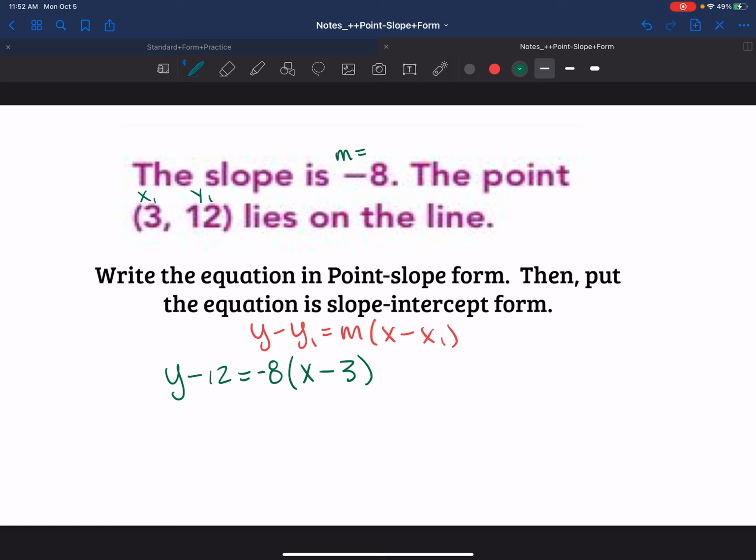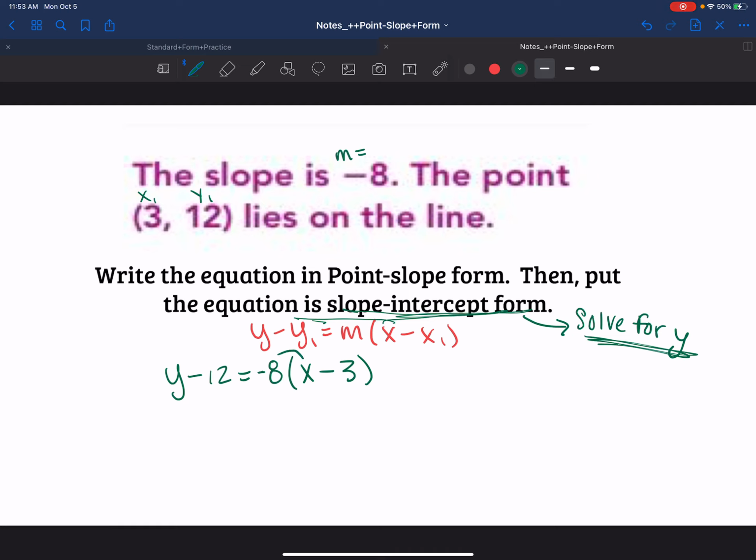Then once we plug that in, we are going to put the equation into slope-intercept form. So we want to change it to y equals mx plus b. To do that, that just means we're solving for y. And you'll hear that a lot in this whole unit. So to solve for y, we really only need to take two steps.